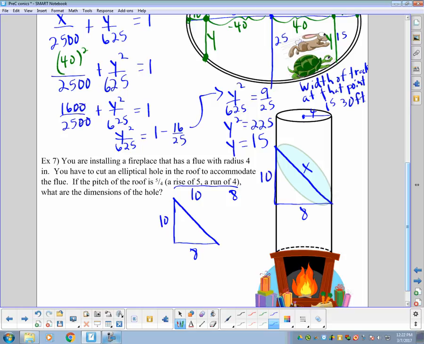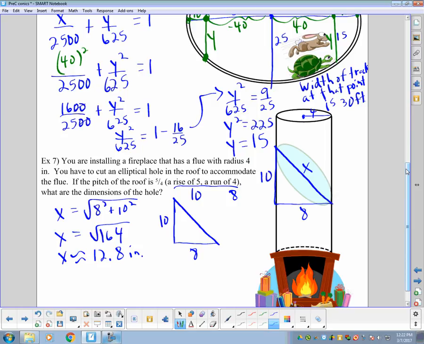It says, what are the dimensions of the hole? So, yeah, we have x equals square root of 8 squared plus 10 squared. So x equals, what is it? Square root of 164. Okay, what number do you get? Okay, so x is about 12.8 inches. So if you tell somebody to measure out square root of 164 inches, they'll look at you funny.